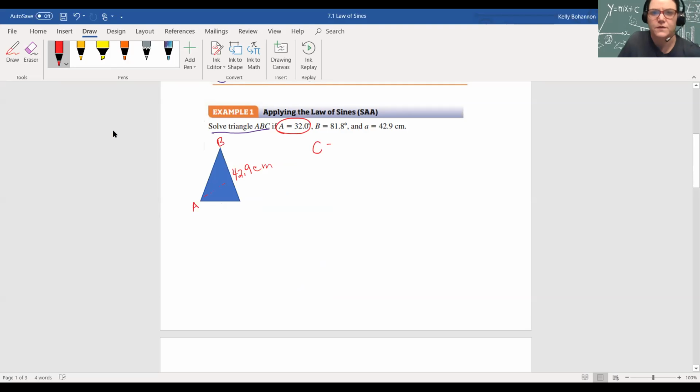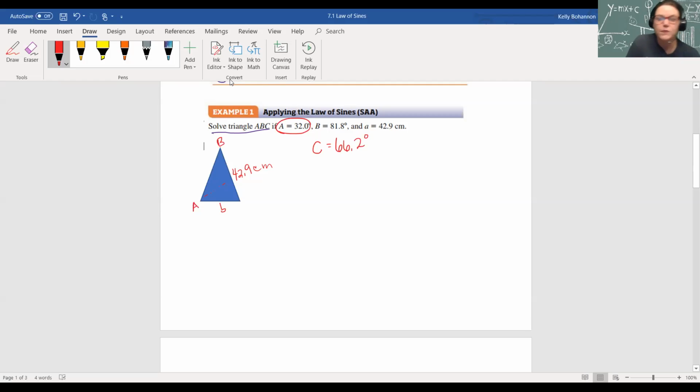We just do 180 minus 32 minus 81.8, and that is going to give me big C. So angle C is 66.2. All right, so now I have all my angles. Now let's use law of sines. You're always going to have one known completed ratio. And let's find little b next.